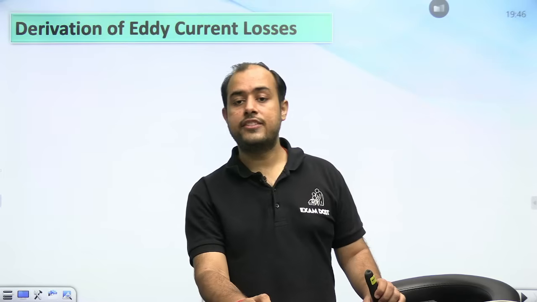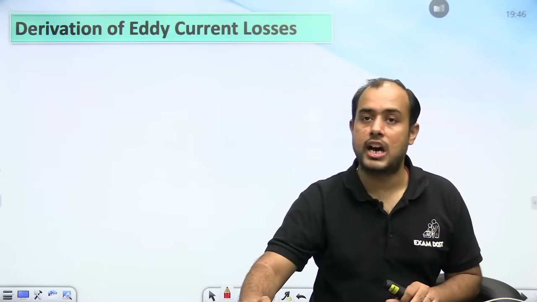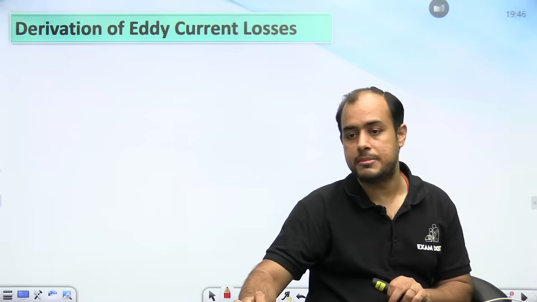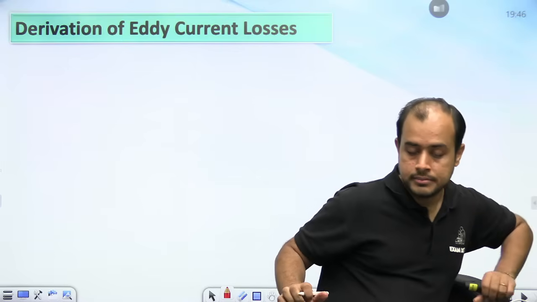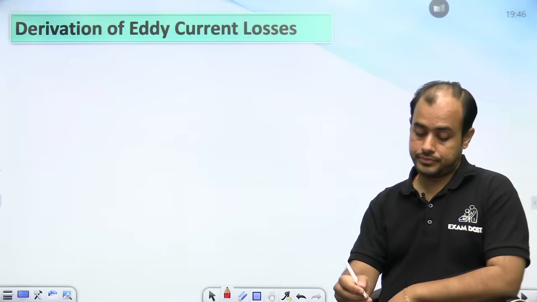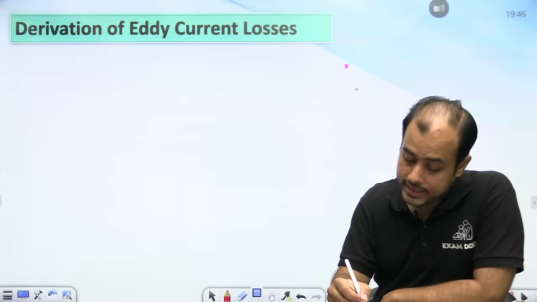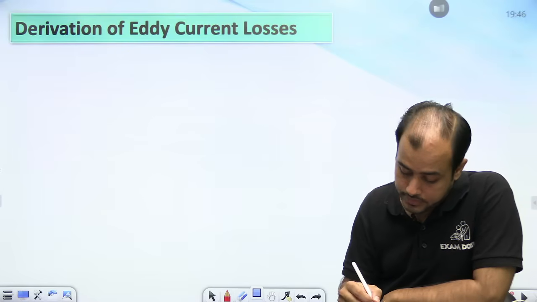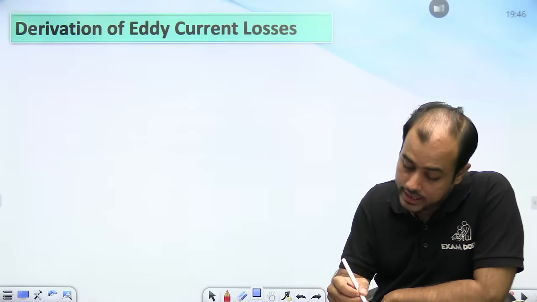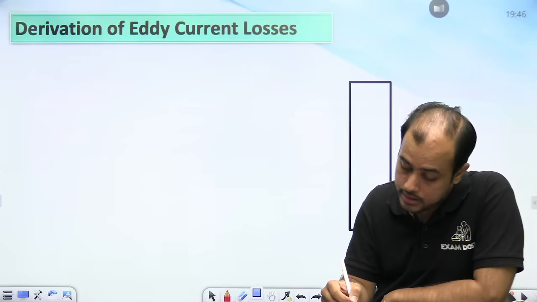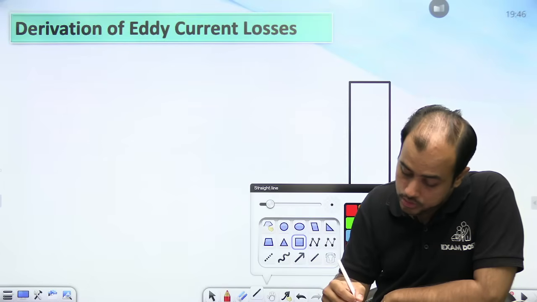Now let's derive the formula for the eddy current loss. समझ में आ गया ना eddy current क्या होते हैं बेटा? Everybody understood? Now let me take one lamination. Let me take बेटा one lamination of the core. मैं core का एक lamination लेता हूं.